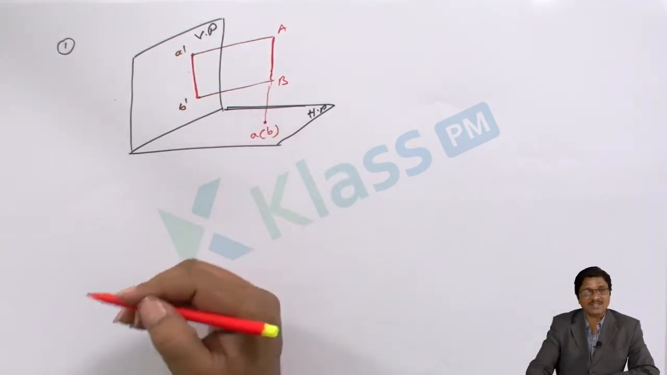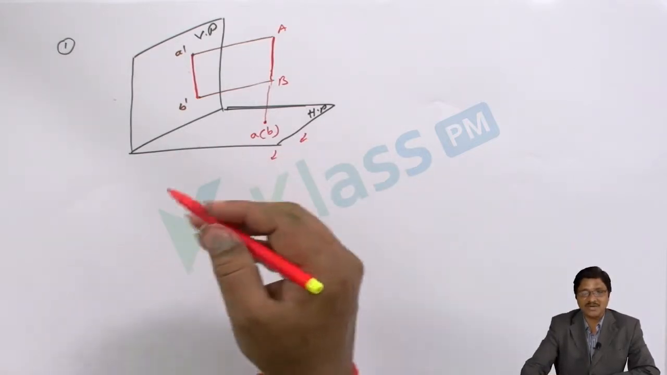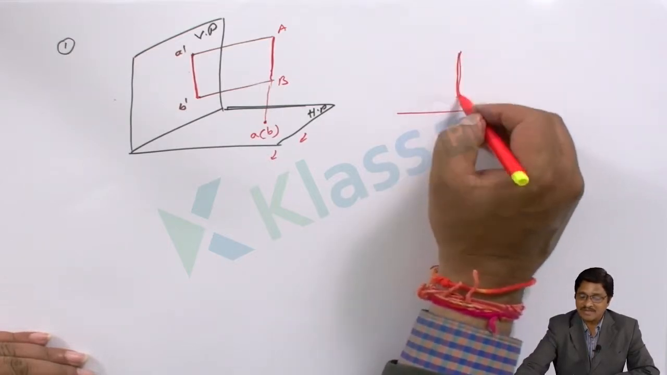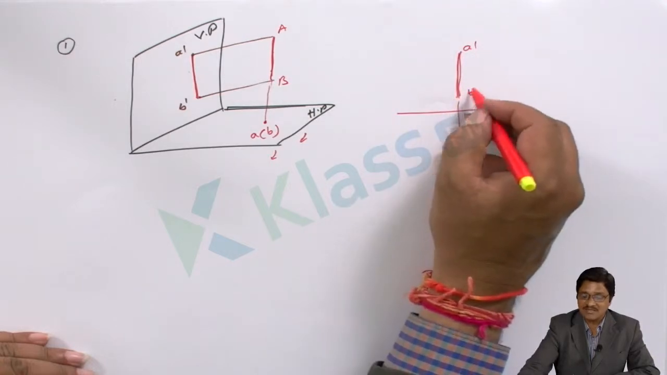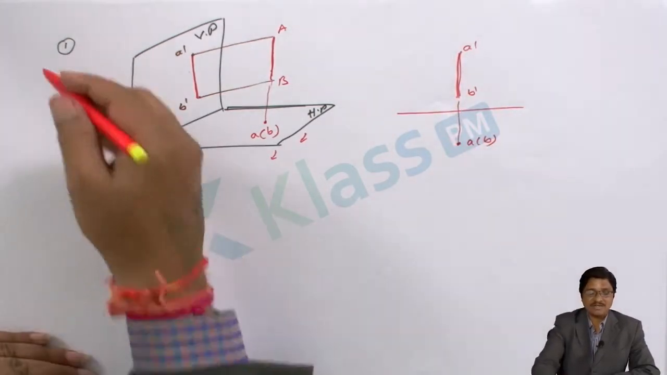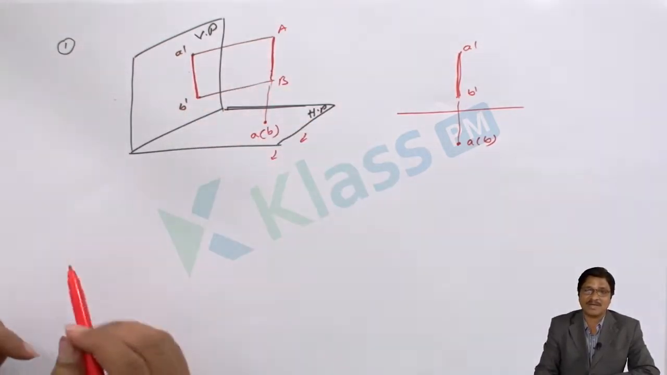Once you are representing the solution, you have to rotate it 90 degrees in the clockwise direction. Once rotated, you get this as the front view. In the same line of the front view, I get the top view. So this is A dash, this is B dash, A is visible, B is invisible. This is the first position: parallel to the VP and perpendicular to the HP.